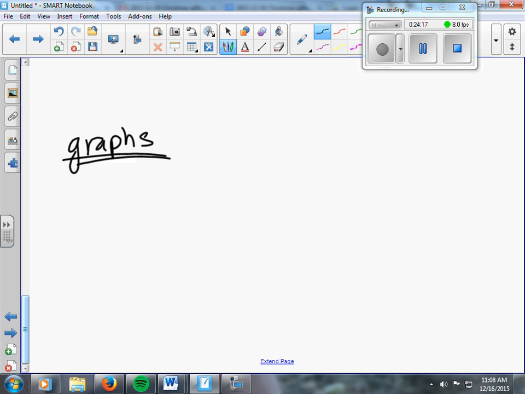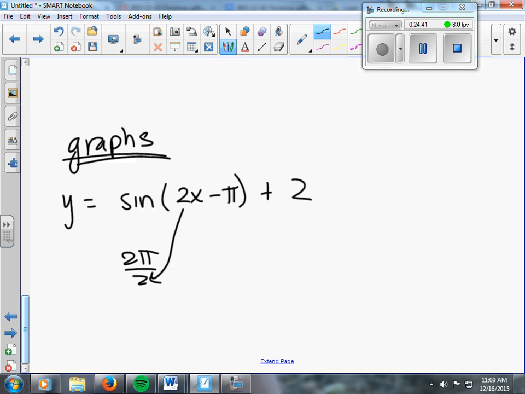Let me just give you an example. The sine of 2x minus pi, plus 2. So you could graph that if you wanted. The period would be pi. You get that from 2 pi over 2. That's your period. And then you're going to adjust your x-axis when you graph it so that the period is pi. You're going to go right pi halves. That's your phase shift, and up 2. So you can graph that out and work that out on your own.